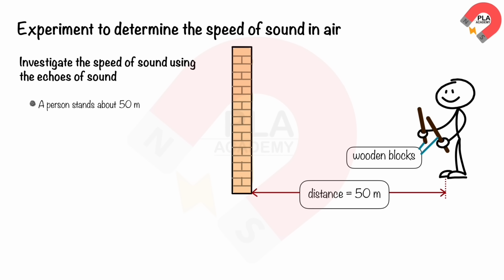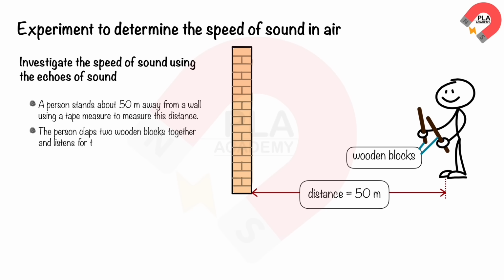Investigate the speed of sound using the echoes of sound. The echoes of sound is caused by the reflection of sound. A person stands about 50 m away from a wall, using a tape measure to measure this distance. The person claps 2 wooden blocks together and listens for the echo.